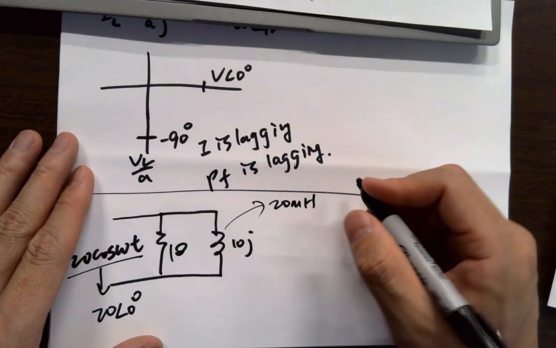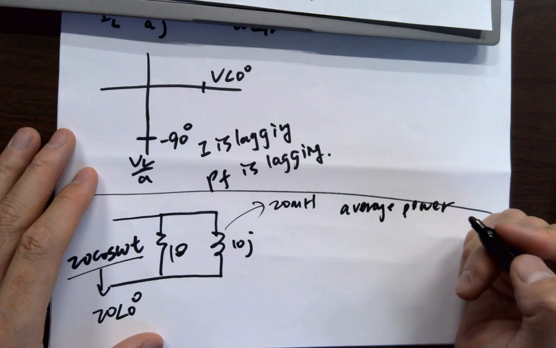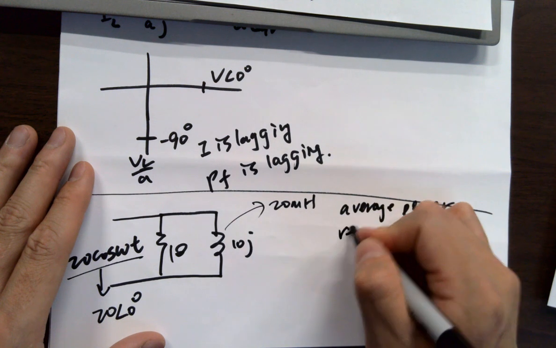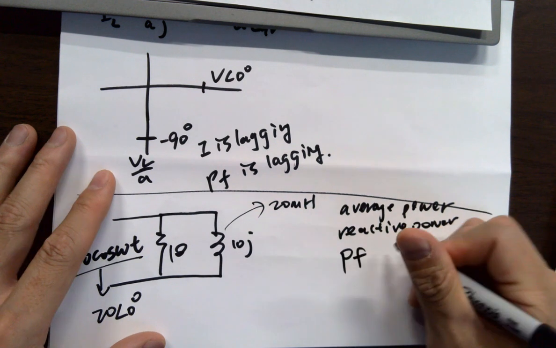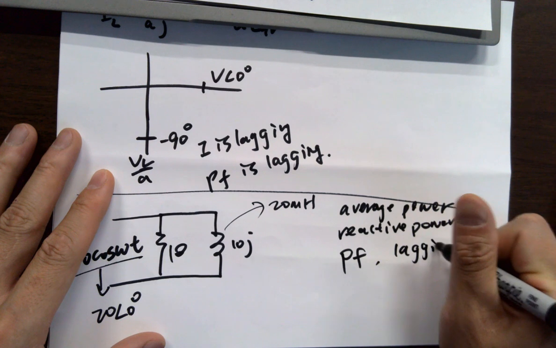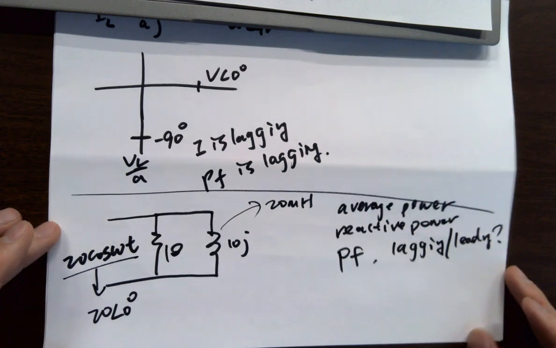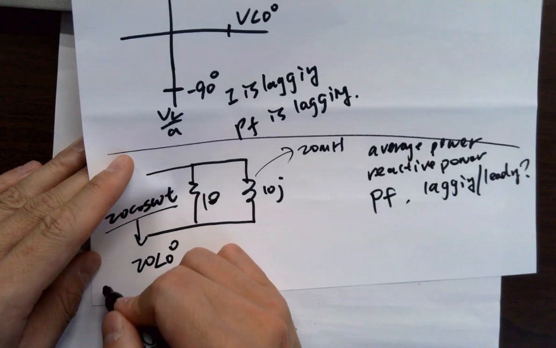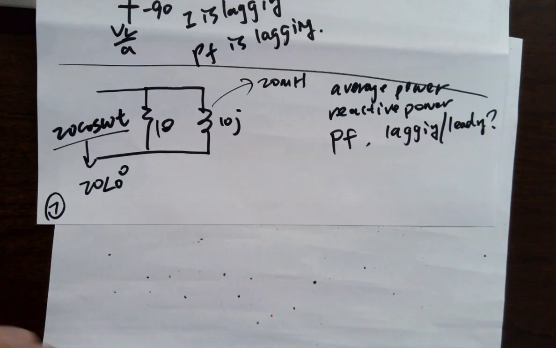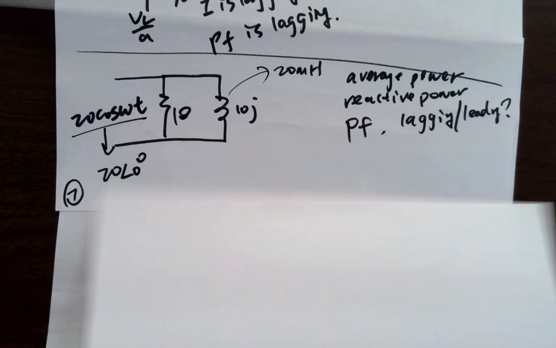It's gonna ask you average power, reactive power, power factor, lagging or leading. What's the first step for this type of problem? There are several problems that are very similar. I'll ask you probably 2 of them, asking you to calculate average power, reactive power, power factor, lagging, leading, things like that. So what's the first step?